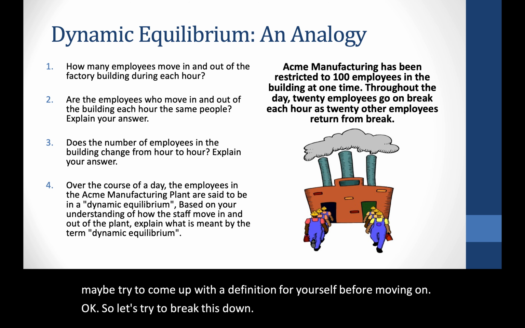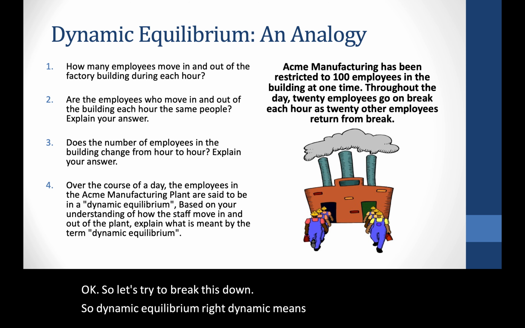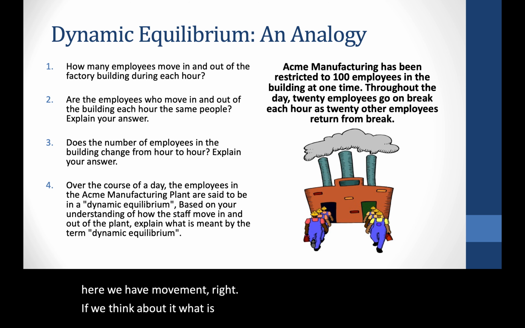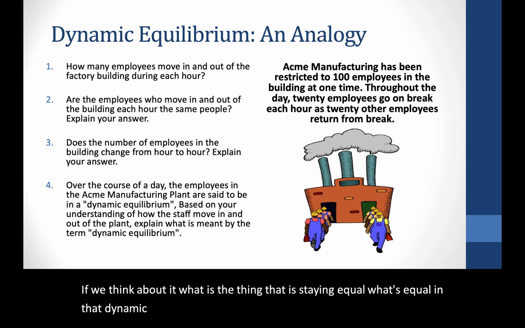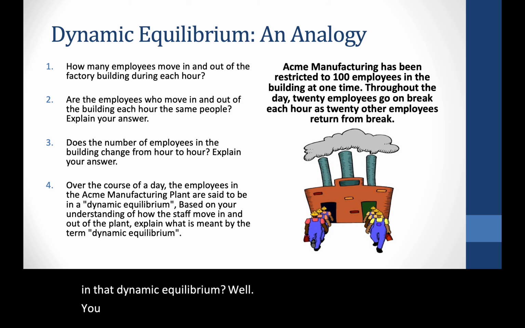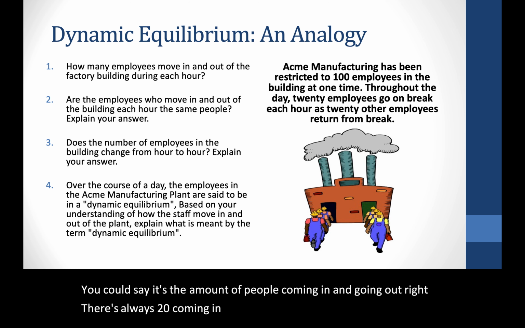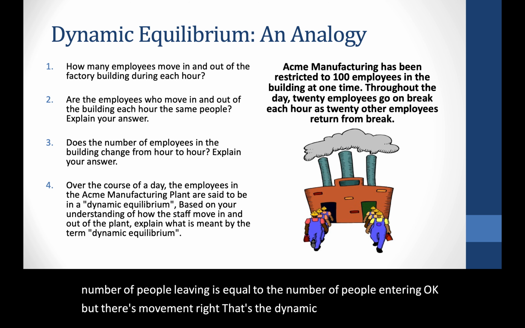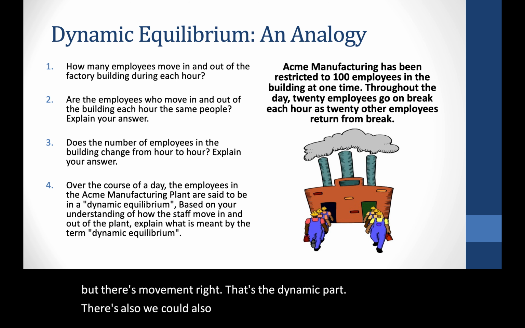So dynamic equilibrium, right? Dynamic means there's movement. And here we have movement, right? If we think about it, what is the thing that is staying equal? What's equal in that dynamic equilibrium? Well, you could say it's the amount of people coming in and going out, right? There's always 20 coming in and 20 going out. So the number of people leaving is equal to the number of people entering. Okay, but there's movement, right? That's the dynamic part.